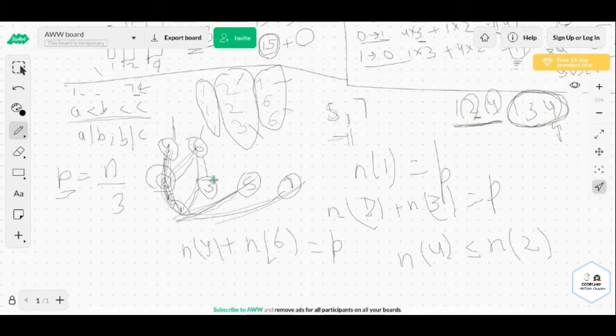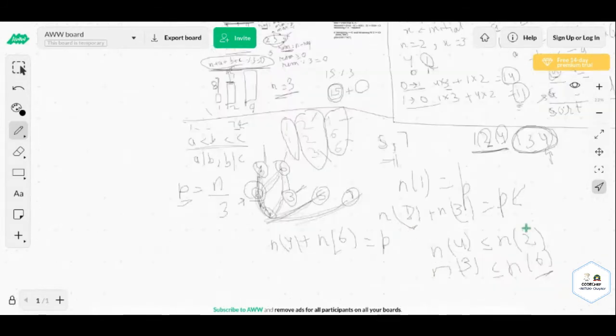Similarly, only 3 can divide 6, but 6 is divisible by both 2 and 3. So the number of 3s should be less than or equal to the number of 6s, because the rest of the 6s will be divisible by 2. Because from the condition that n of 2 plus n of 3 is equal to p, we will have enough 2s to divide the remaining 6s. Okay.